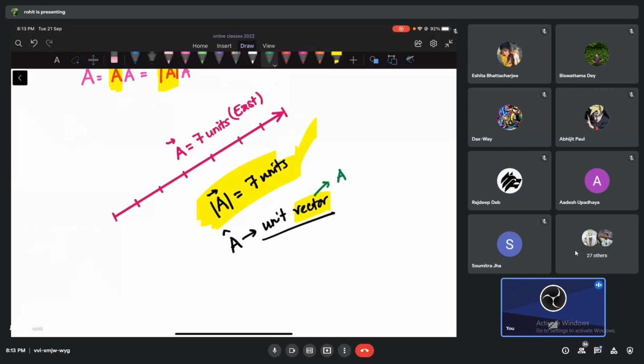It should point in the direction of A vector, and the size should be how long? One unit. Yes, I'm going to show you that. Very quickly I'll do that. See this one, the green arrow. I'm drawing it of only one length, right? So this is called A hat. That is your A hat, and this entire arrow from here to here, that is your A vector.